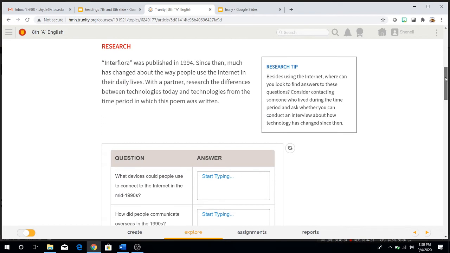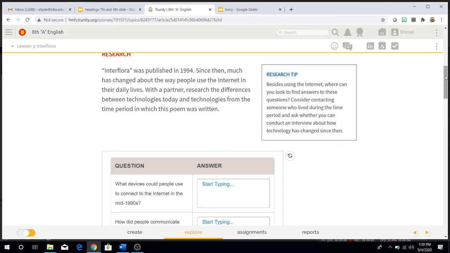This will be your homework assignment. You can find it in Google Classroom. You can do it in your notebooks, or you can do it in your textbook or Word document, whatever you guys prefer.